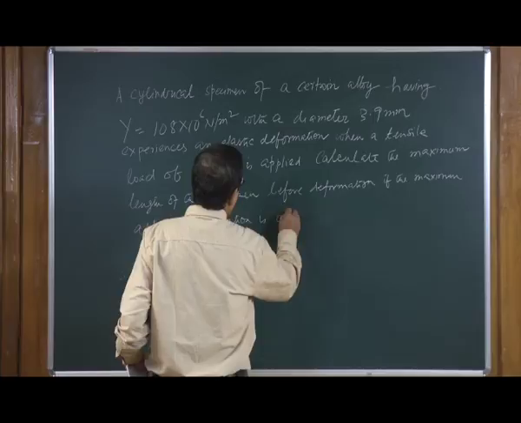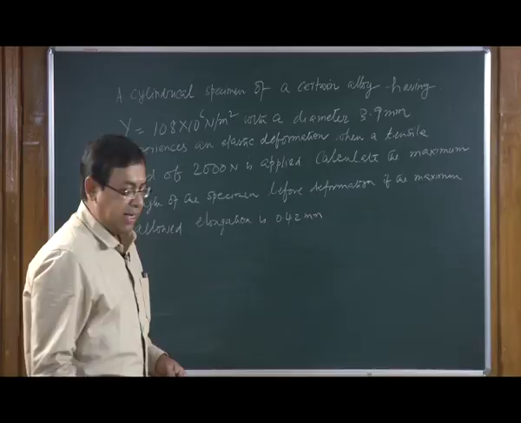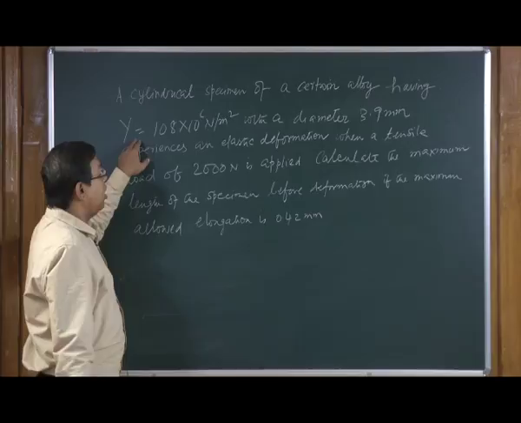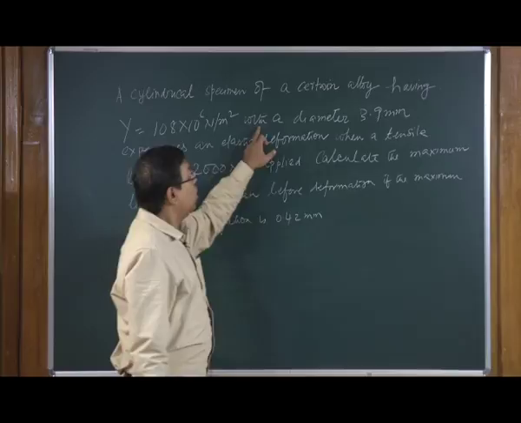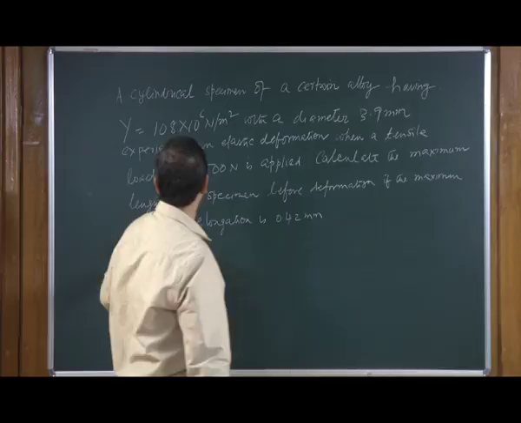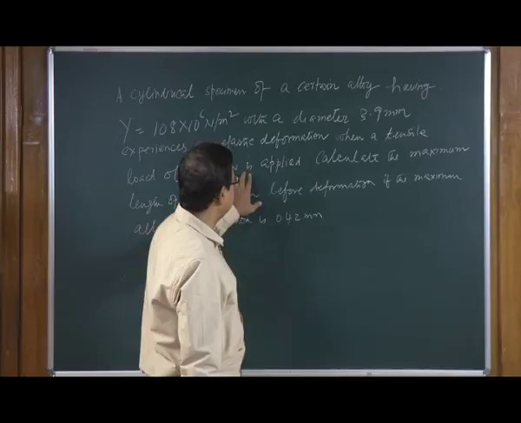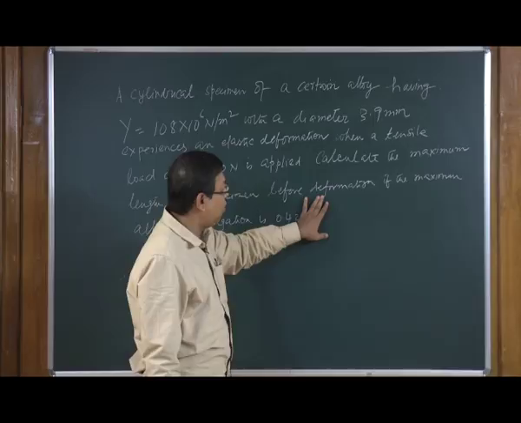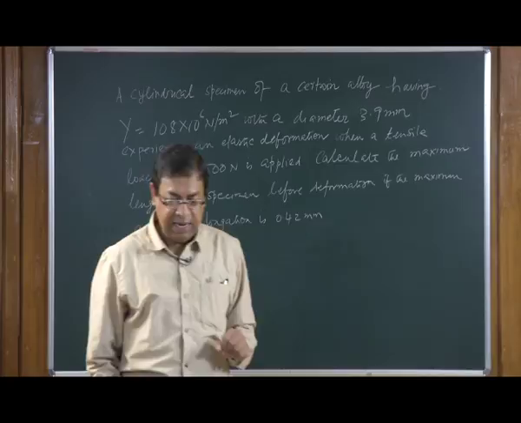0.42 mm. So, just to repeat the entire question once again, a cylindrical specimen of a certain alloy, which is a mixture of different substances, having Young's modulus to be 108 into 10 to the power 6 Newton per meter square with a diameter of 3.9 millimeter experiences an elastic deformation. So, we are still in the elastic limit when a tensile load, which is a force of 2000 newton is applied. So, calculate the maximum length of the specimen before the deformation, which means that the original length is asked for if the maximum allowed elongation is 0.42 mm. So, delta L is given to be 0.42 mm.